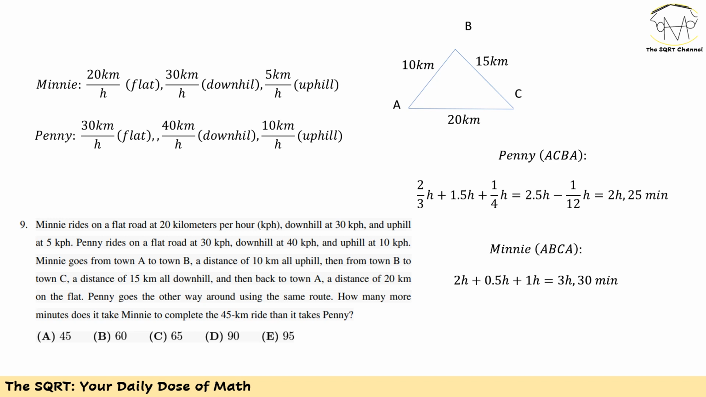Now we have 3 hours 30 minutes for Minnie and 2 hours 25 minutes for Penny. If you subtract them, you're going to have 1 hour and 5 minutes, or 65 minutes, and that's the final answer.